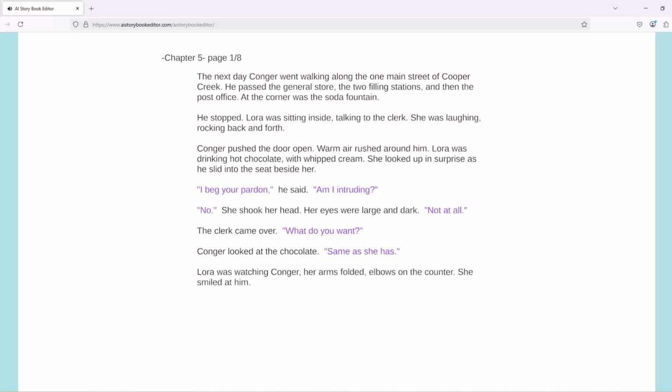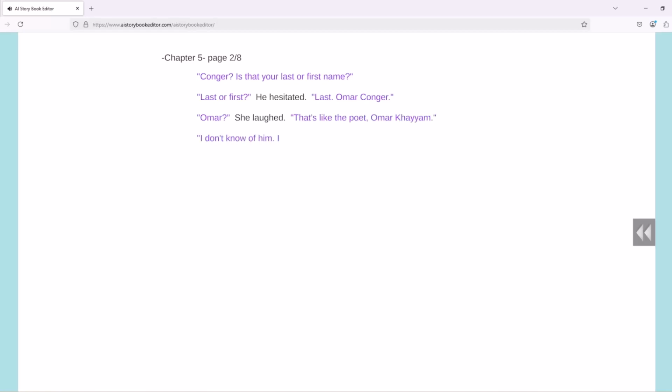She smiled at him. "By the way, you don't know my name. Laura Hunt." She was holding out her hand. He took it awkwardly, not knowing what to do with it. "Conger is my name," he murmured. "Conger? Is that your last or first name?" "Last or first?" He hesitated. "Last. Omar Conger." "Omar?" She laughed. "That's like the poet, Omar Khayyam." "I don't know of him. I know very little of poets. We restored very few works of art. Usually only the church has been interested enough."